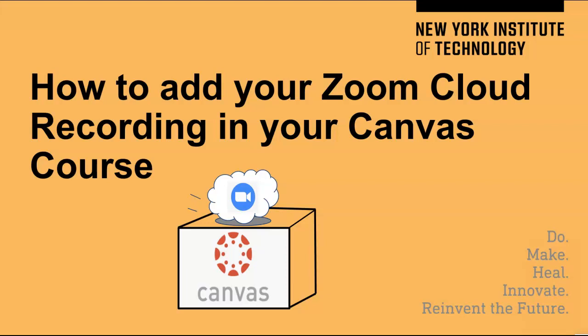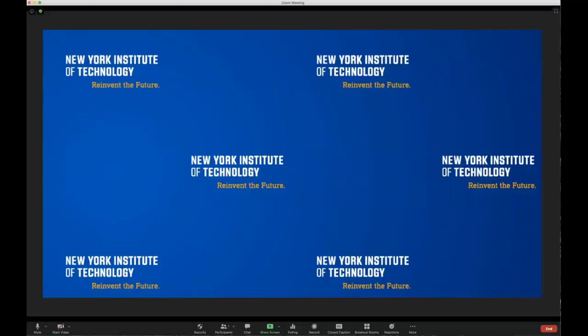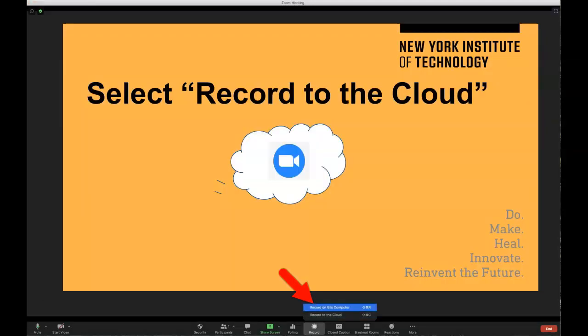In this video, I'm going to show you how to add your Zoom Cloud recording in your Canvas course. When in your Zoom meeting, click on the Record button in the toolbar. You will notice two options, Record on this computer or Record to the Cloud. Select Record to the Cloud.